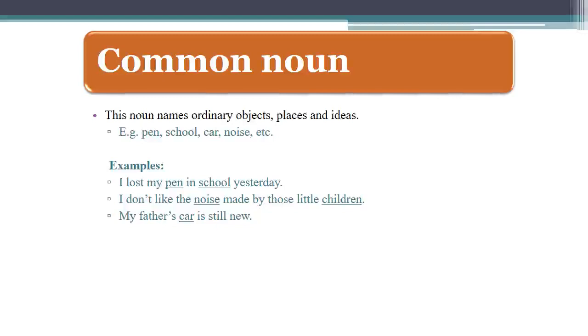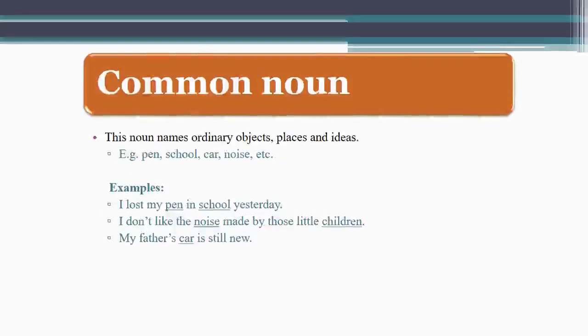So let's look at a few sentences here. I lost my pen in school yesterday. We have pen and school as common nouns. I don't like the noise made by those little children. Noise and children are common nouns. My father's car is still new. Car in this sentence is a common noun.